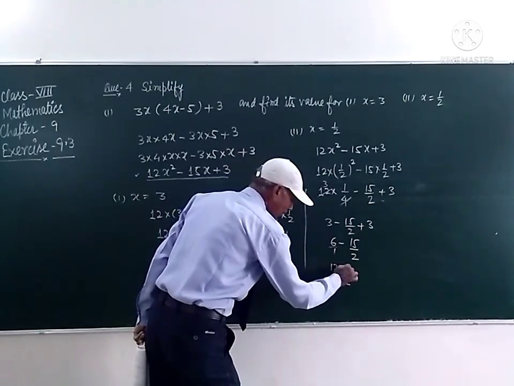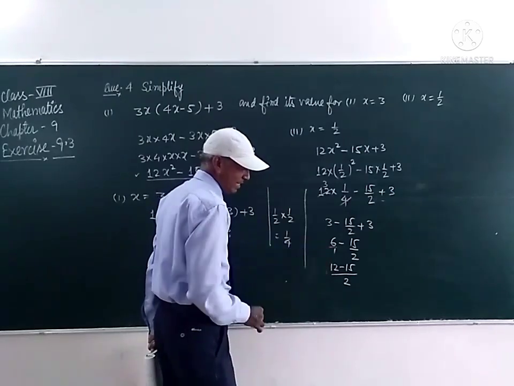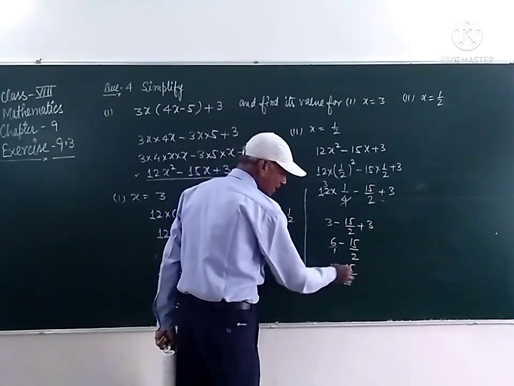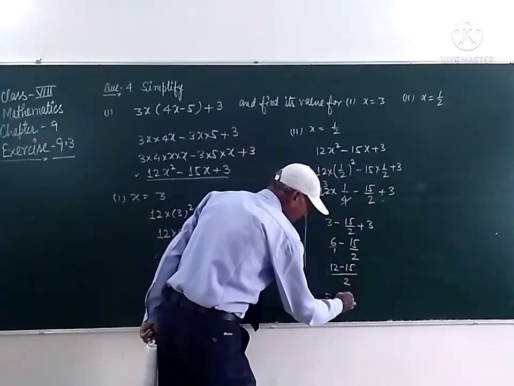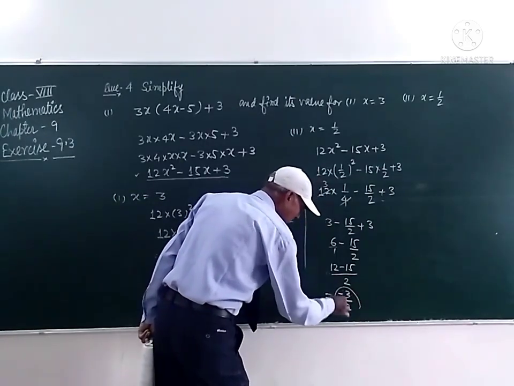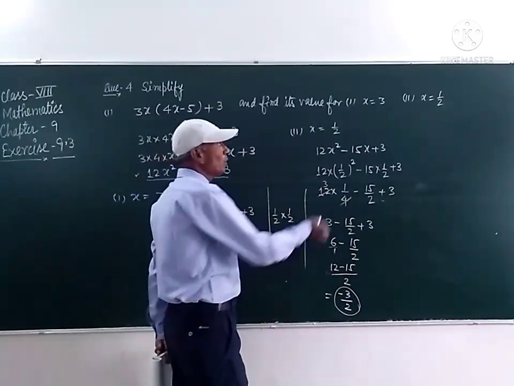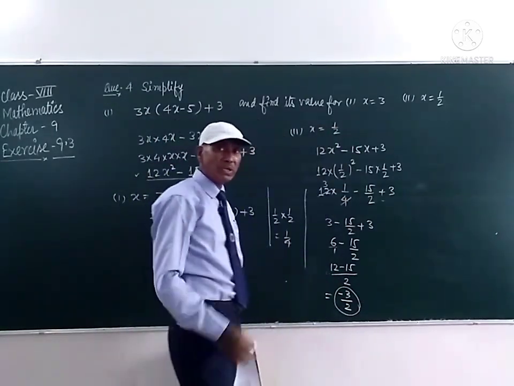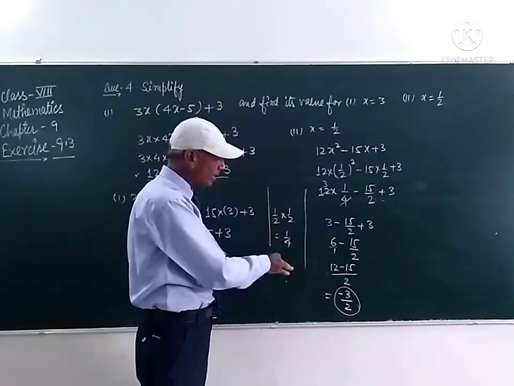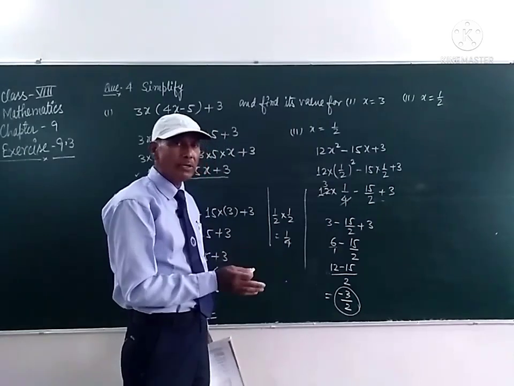So 12 minus 15, student, after taking LCM, and 12 minus 15, it will be minus 3 by 2. So this one is the answer, student. Minus 3 by 2 is the answer. When we put the value x is equal to 1 by 2 in this expression, we find that the value of the expression is minus 3 by 2.